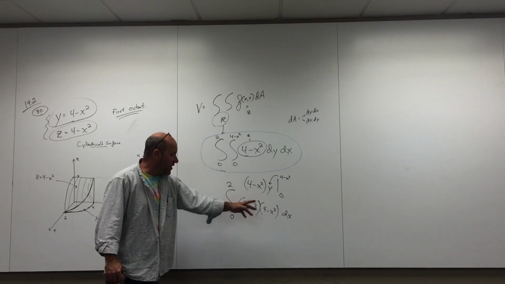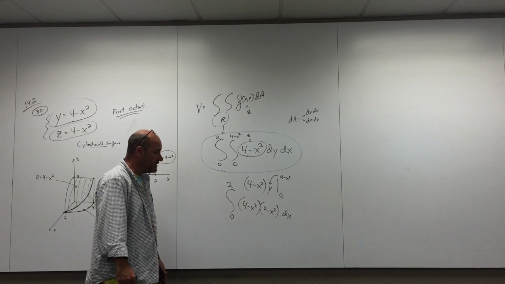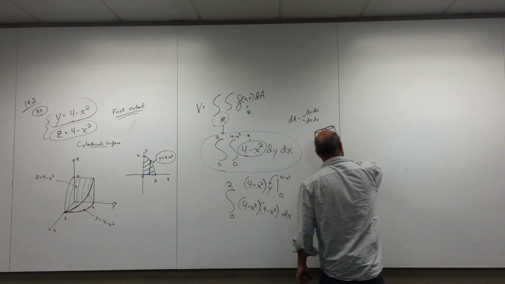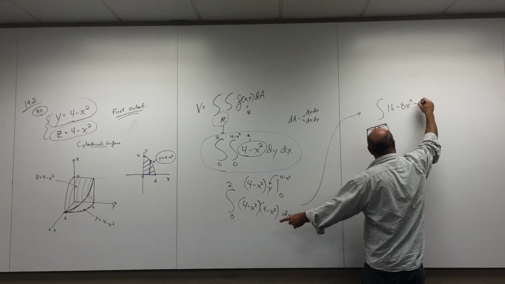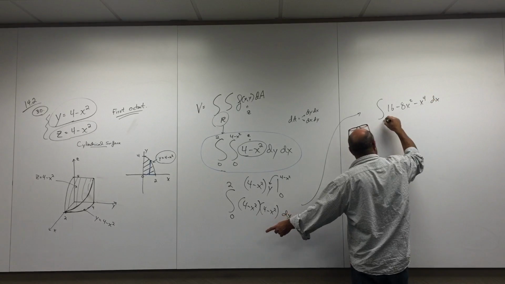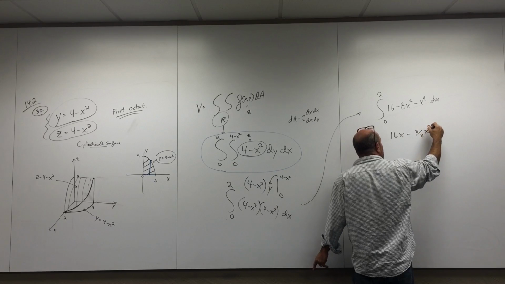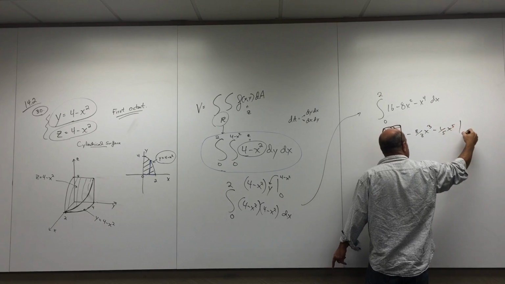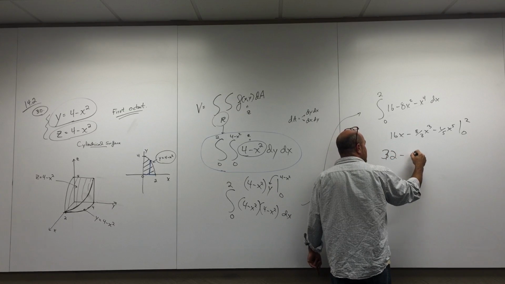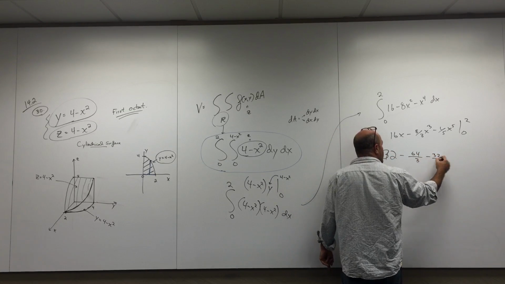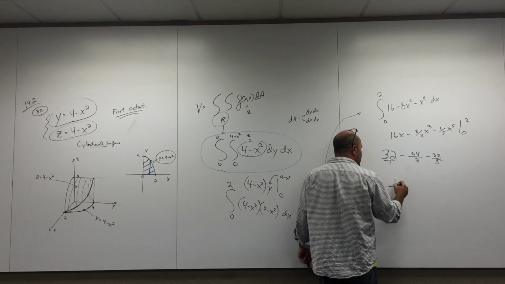In order to finish, you should FOIL it out, integrate, and evaluate. Let me help you. On your mark, get set, go! 16 minus 8x squared minus x to the 4th. From 0 to 2. I'm going to now integrate 16x minus 8/3 x cubed minus 1/5 x to the 5th from 0 to 2. Everybody knows the answer is 32 minus 64/3 minus 32/5. And everybody knows that's really just 128/15.